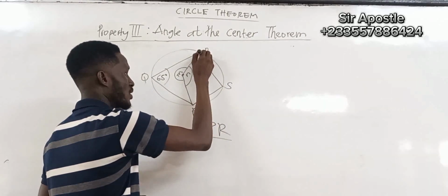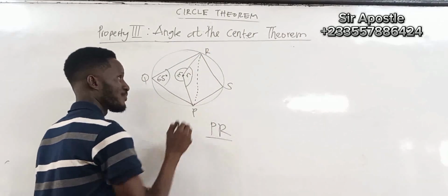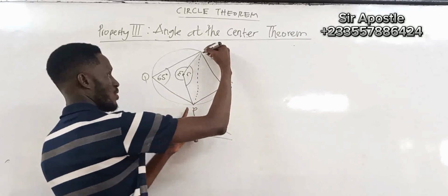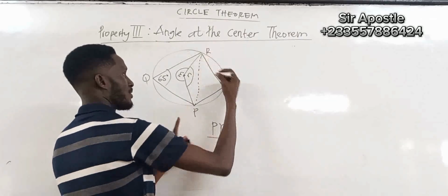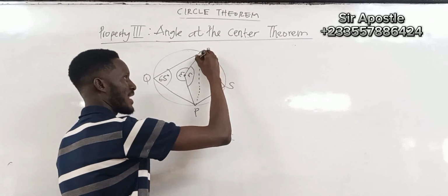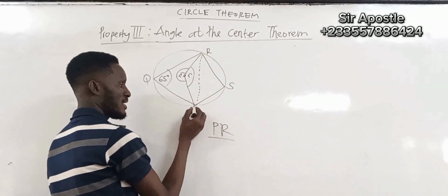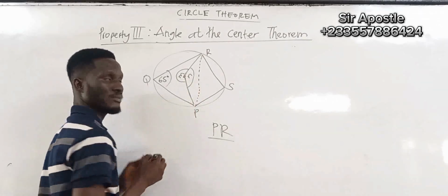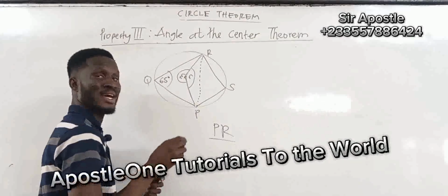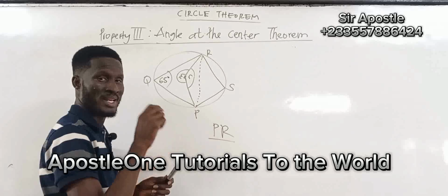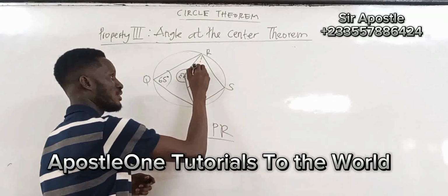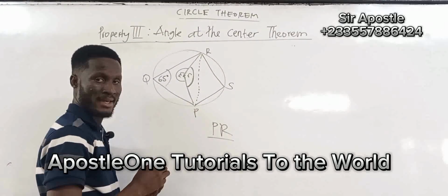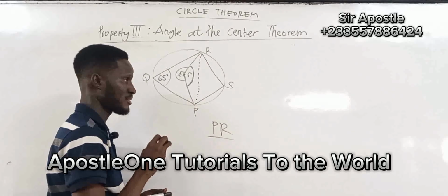Now let me identify the chord here so that it will be very simple for you. Can you see that when I consider the chord PR, the R comes at the center and then the P also comes at the center, right? So one angle is forming at the center and the angle formed is N.